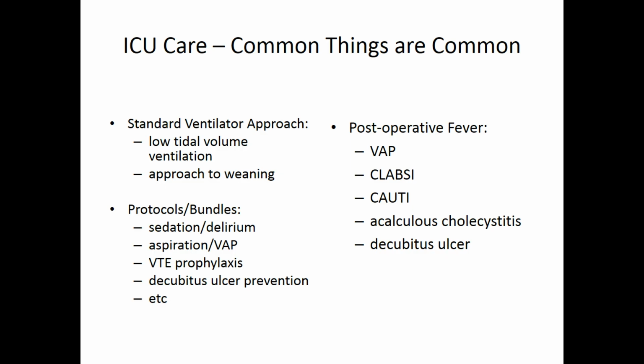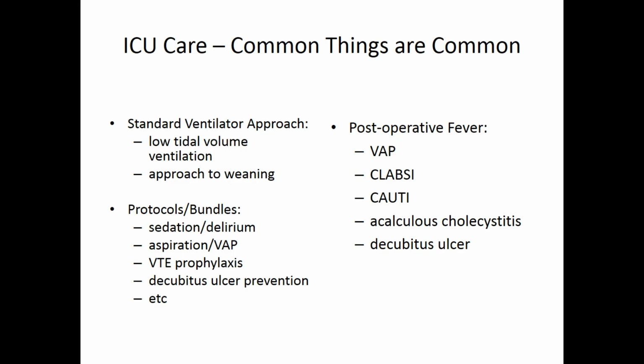In general, our approach to management of the ICU patient post-transplant is similar to that of other ICU patients. We use a standard ventilator approach with low tidal volume ventilation and a standard approach to weaning. Protocols and bundles that are used for other ICU patients should also be utilized in the transplant recipient. Minimizing sedation and delirium risk is of importance, especially in transplant recipients who may be on medications which can increase the risk of delirium, such as systemic corticosteroids.